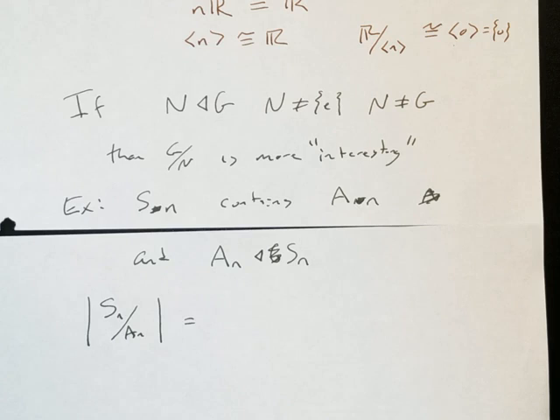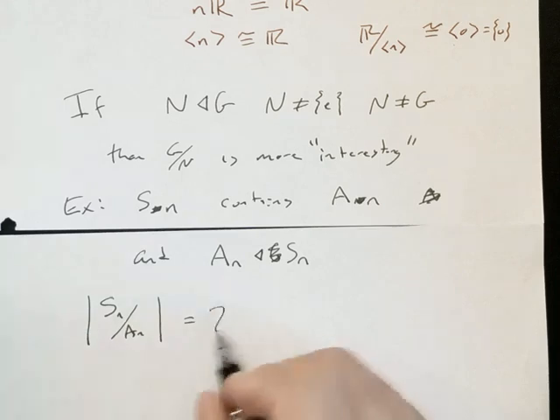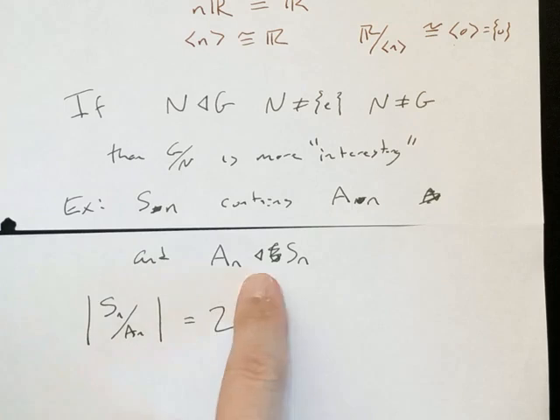Sn is the set of all possible permutations on n things. What's An? Is that the even? It's the even ones. So what's left? Just the odds. And that's the only other coset. And this is normal, so this is a group.